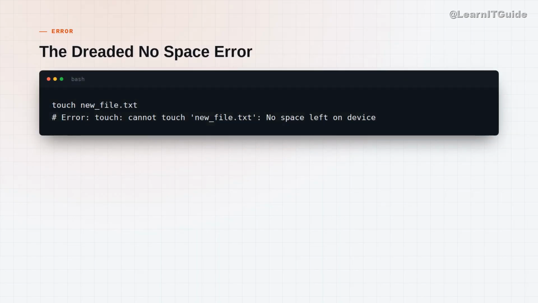Here is the error you will see. You try to create a file and it fails. But wait. If you run df -h, it says you have plenty of room. The root cause is almost always exhausted inodes, usually from a process creating millions of tiny temporary files. The fix is to find the directory with the most files and clean it up.